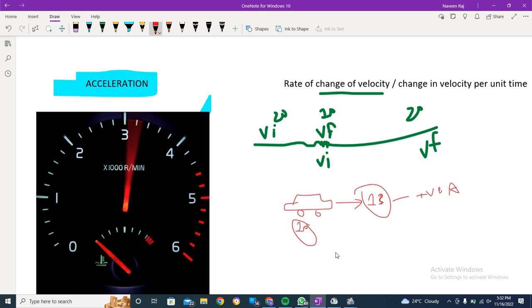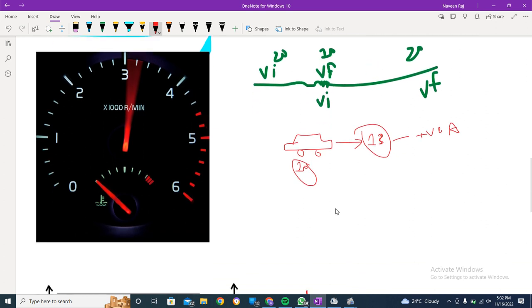Now what if you apply brakes and you are going in this direction, and here you got 10 meters per second, here you are 13.